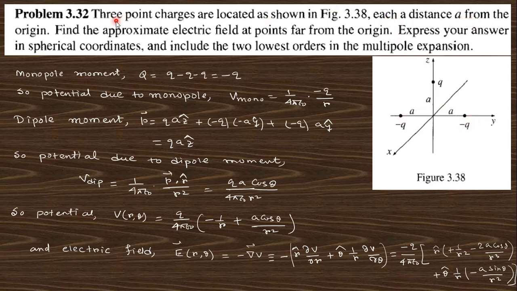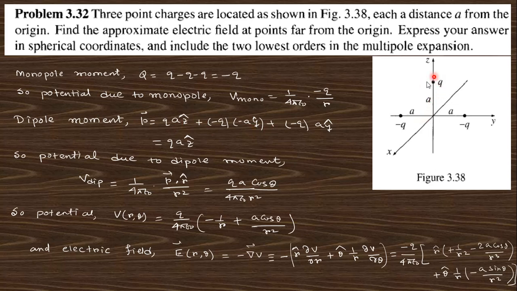Next question: three point charges are located as in this figure, that is plus q, minus q, minus q, each at a distance a from the origin. Find the approximate electric field at points far from this origin. Express your answer in spherical coordinates, including the two lowest multipole terms. So we need to find the two multipole terms, that is the monopole moment, and the potential due to the monopole will be like that.